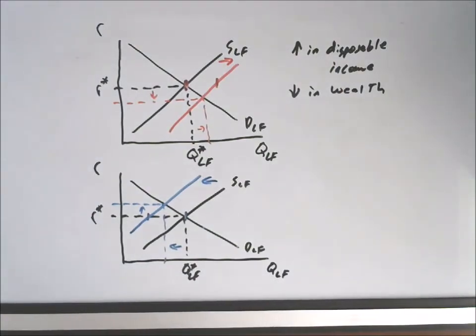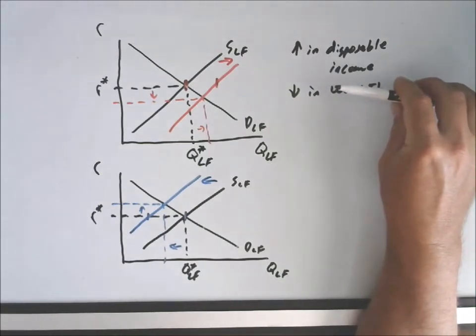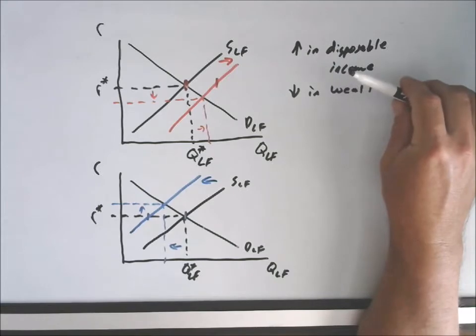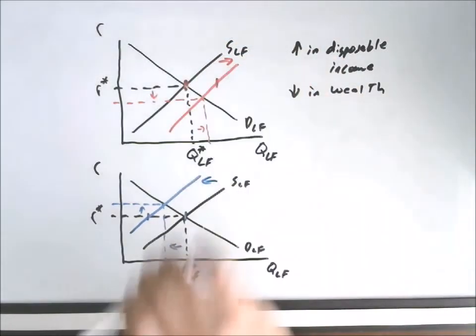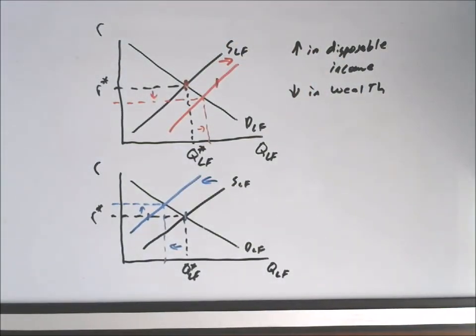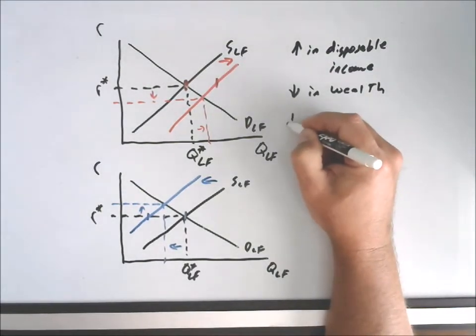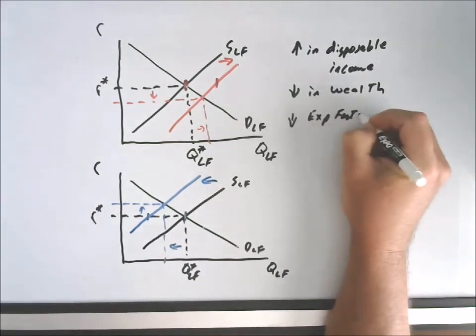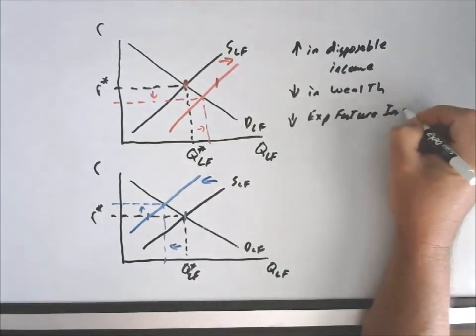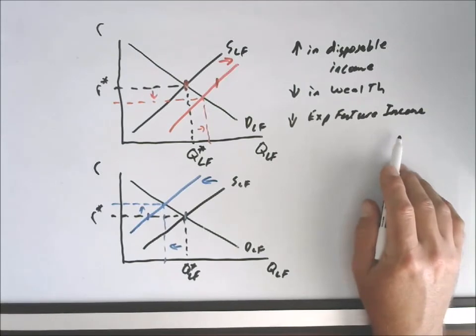For some reason the value of your house falls. Well, you're less wealthy. That means you're probably going to cut back on consumption, which means by definition, holding your paycheck constant, you're likely to save more. That will increase the supply of loanable funds. And the next thing that increases the supply of loanable funds is a decrease in expected future income. If you expect your future income to fall, you're going to save more today.